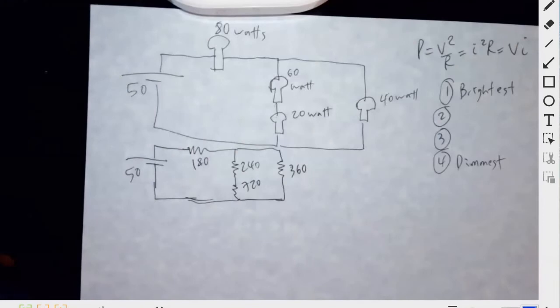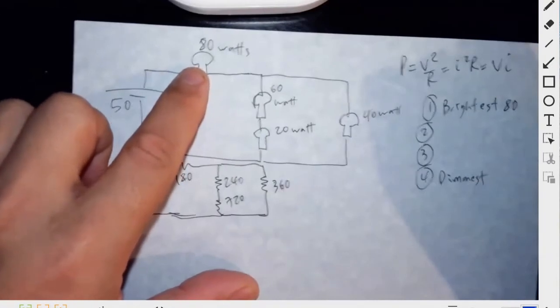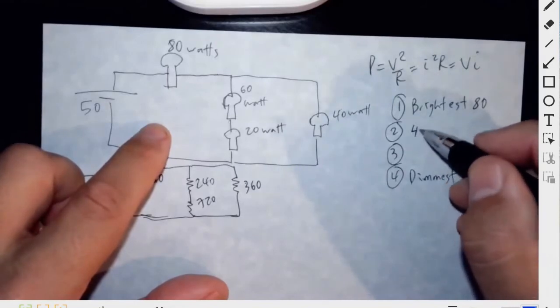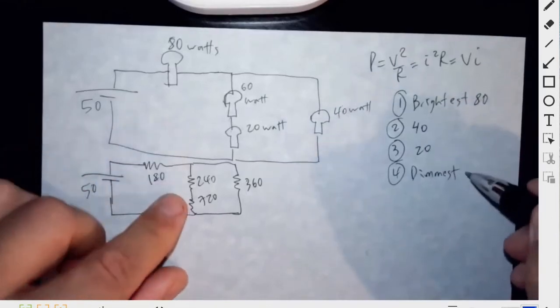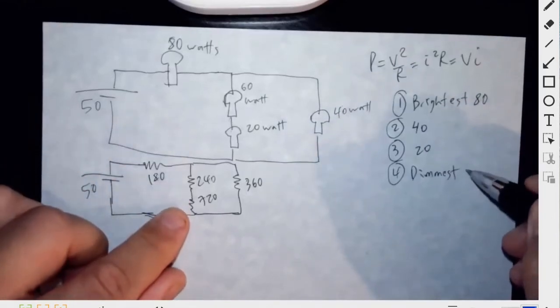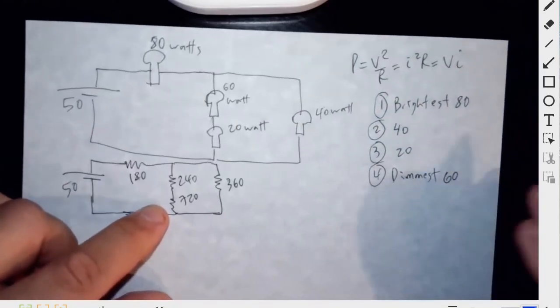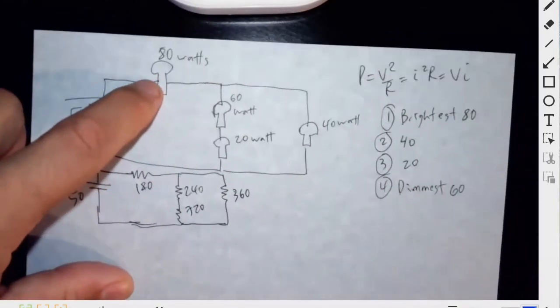Yes, there. Matthew says the brightest to dimmest. Matthew says 80 is the brightest. So he says this one is 80. And then he says 40 is the second one. Then 20 and 60. Okay. Any agrees there? Or any disagrees? So you're saying, again, this will dominate the circuit, huh?